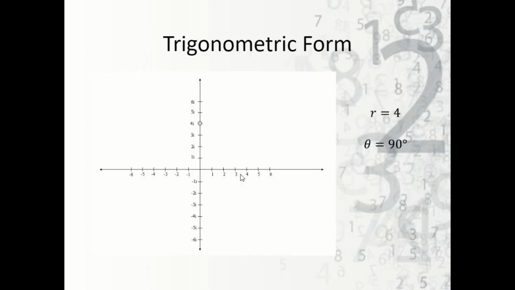Now, trig form. The trigonometric form is actually very easy. Once we have it in polar form, it just follows a pattern. So trig form is always written as r cosine theta plus i sine theta. Well, once we have our polar form, we already know what r and theta are, so we just plug that in. So this becomes 4 cosine of 90 degrees plus i sine of 90 degrees. And that's it. That's all you have to do for trig form.